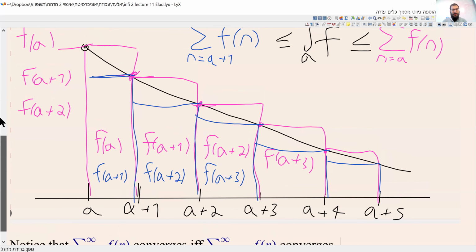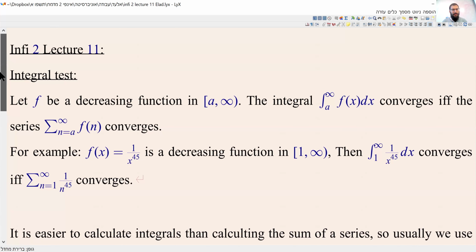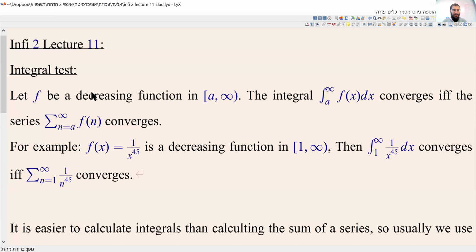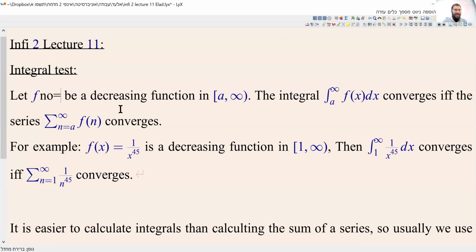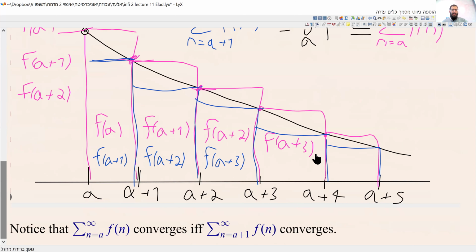Formally speaking, as I mentioned, one should write in the test itself that f is non-negative, but if f is negative and decreasing, the theorem still holds, because both the series and the integral are divergent. Okay, so that's the sketch of the proof.